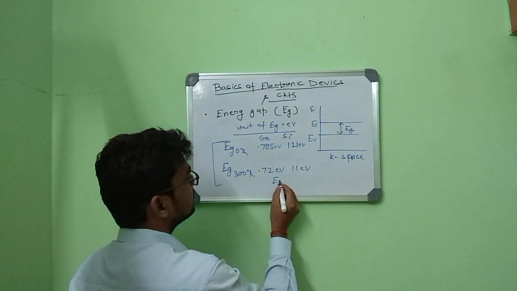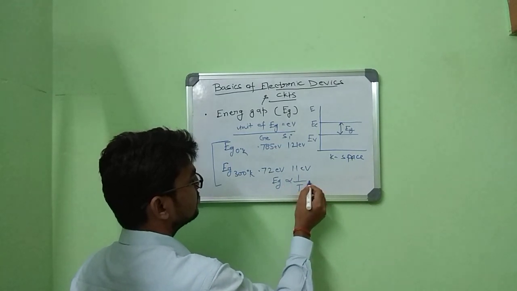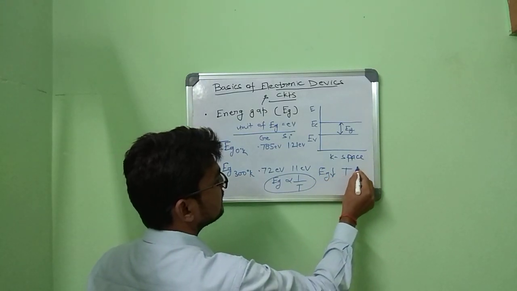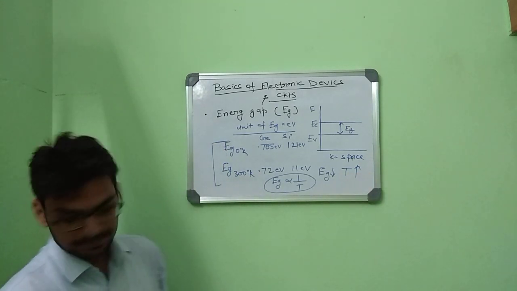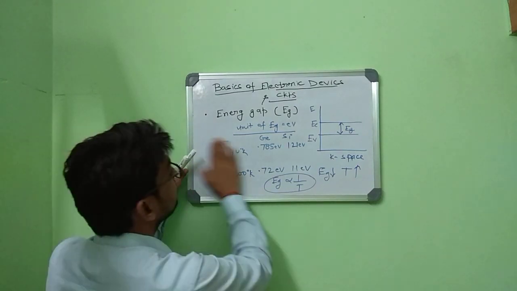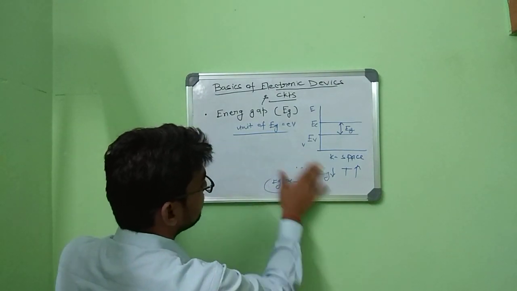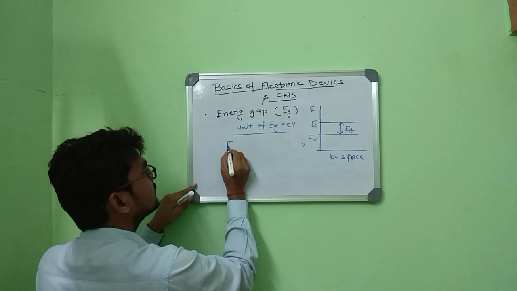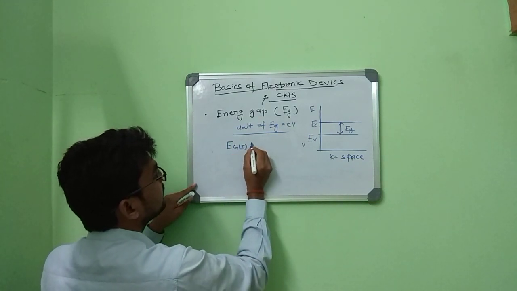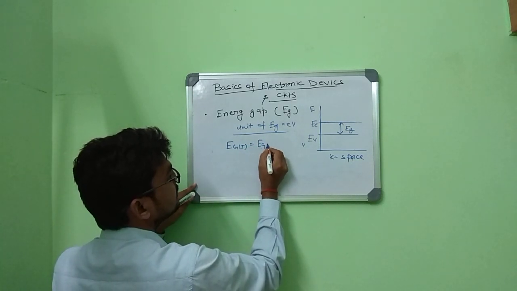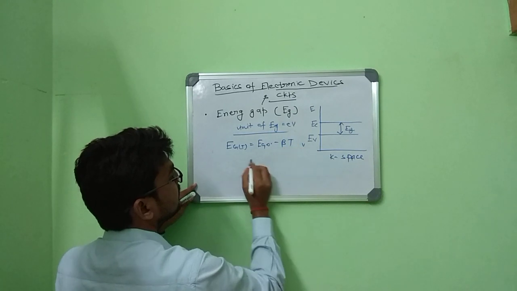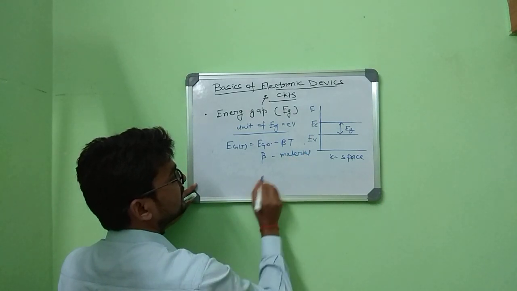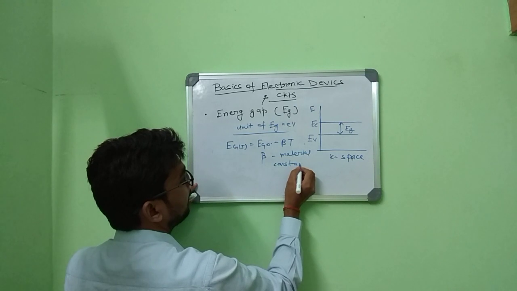You can see from these two values at different temperatures that energy gap is inversely related to temperature. Energy gap decreases with increase in temperature. And this is the relation between your energy gap and temperature. At any temperature, EG(T) is equal to EG at 0 degree Kelvin minus beta T. What is beta? Beta is your material constant, which depends on your material.